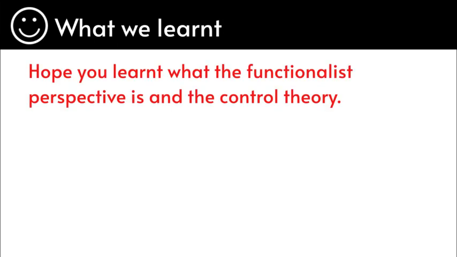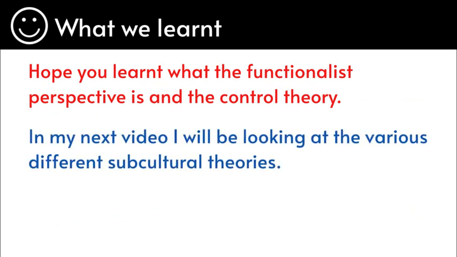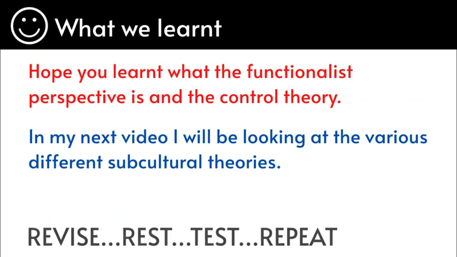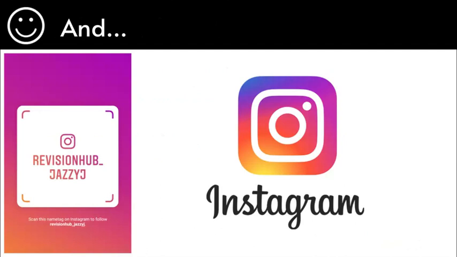So what we've learned, hopefully we've learned a lot about the functionalist perspective. You know the similarities and the differences between the functionalists, Durkheim and Merton. What the control theory is as well. Next video, I'll be looking at various different subcultural theories. So please till then, revise, rest, test and repeat yourself from the content that you've learned in this video and all other previous videos.